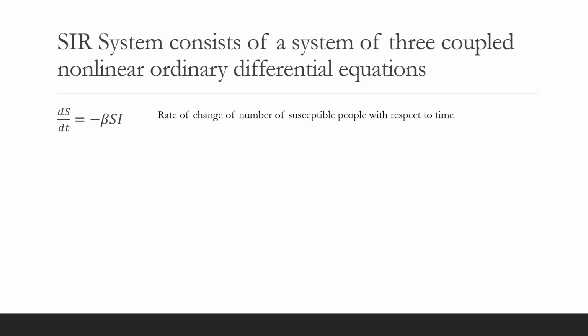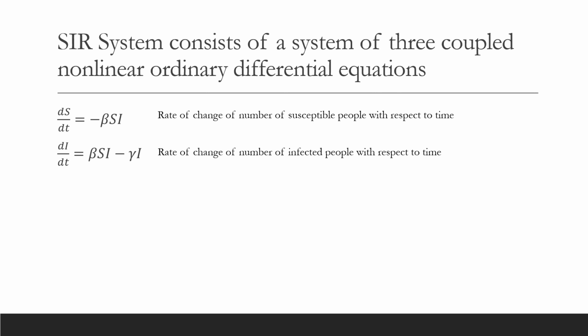Hence the equation minus beta SI. This is negative, as the susceptible will become infected, and hence the number of susceptibles will decrease over time. We would like to keep this transition from S to I low or maybe 0. dI/dt is equal to beta SI minus gamma I. It is the rate of change of the number of infected people with respect to time.